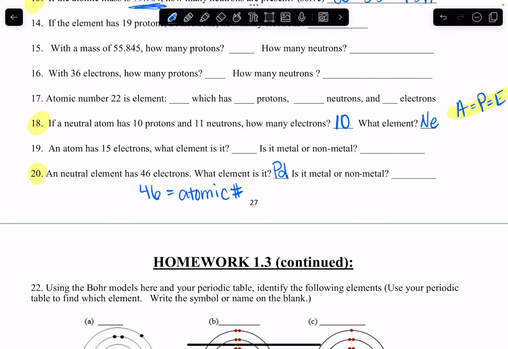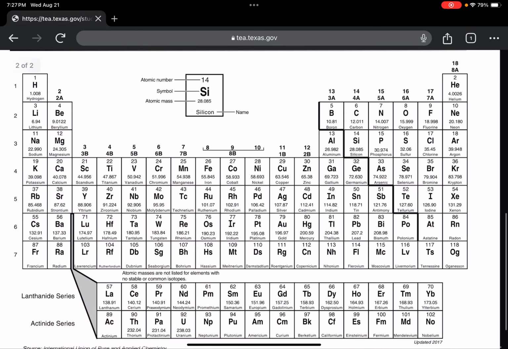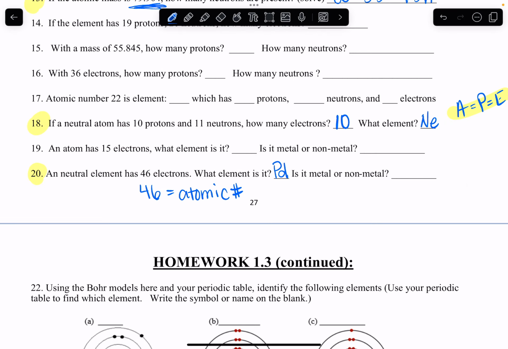PD, palladium. Is it a metal or a non-metal? There's this beautiful thick staircase over here by boron and aluminum. That staircase separates my metals and non-metals. Everything to the left-hand side is a metal, and everything to the right is a non-metal. Since palladium lands in the big middle of my metals, I know that it is a metal.